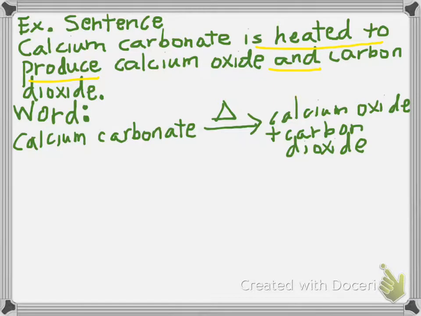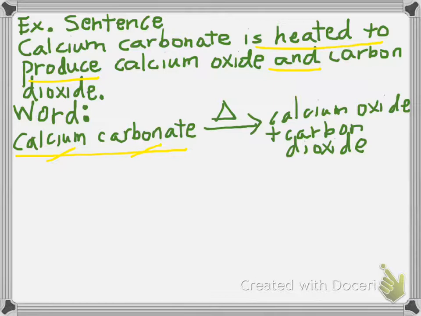So we start with calcium carbonate. That's a compound. Is it an ionic or a molecular compound? It is an ionic compound. One of the ways we know is that calcium is a metal. The other way we know is, remember, carbonate is one of our 10 polyatomic ions we have memorized.